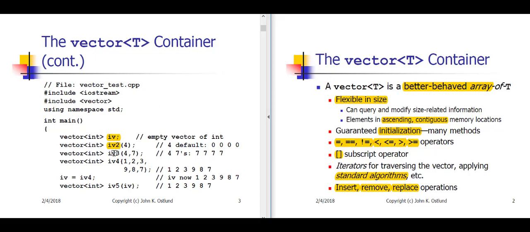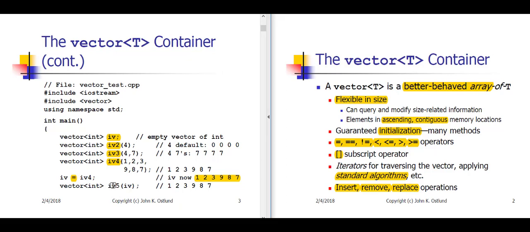of 4 ints. In iv3, we're specifying what value we want for each of those elements of the vector. So iv3 is again a vector of 4 elements, but this time each element is initialized with a 7 instead of with a 0. And then, of course, for iv4, we're using our initializer list to specify that we want iv4 to be a vector of 6 ints, specifically 1, 2, 3, 9, 8, and 7. We can assign one vector of int to another vector of int. So iv was empty, and now iv contains a copy of iv4. That is, it contains the 6 elements 1, 2, 3, 9, 8, 7 that exist in iv4.